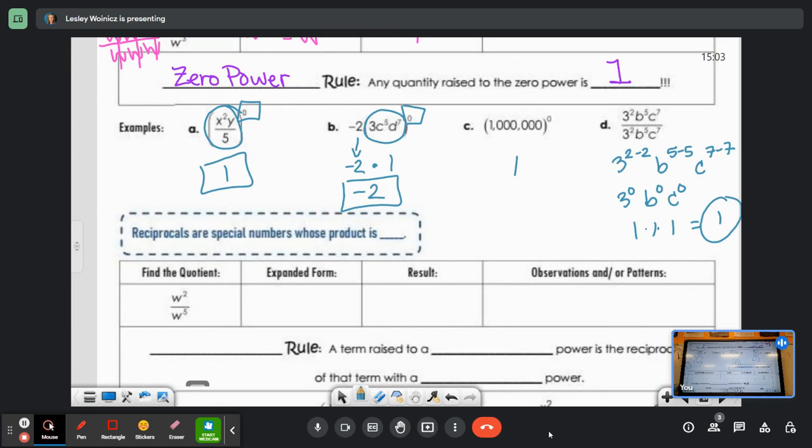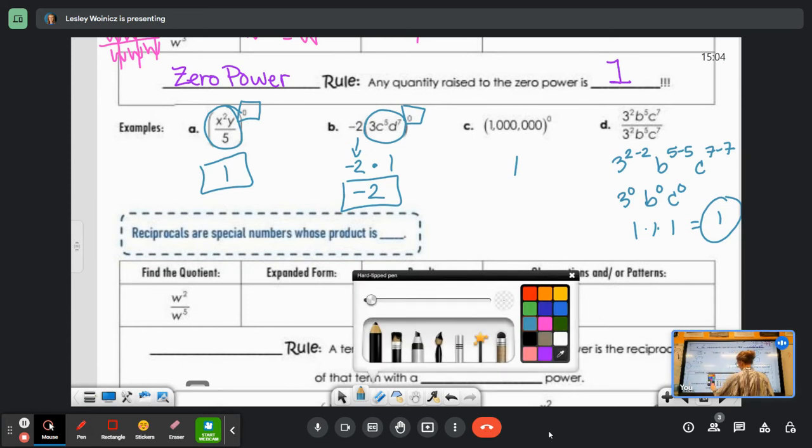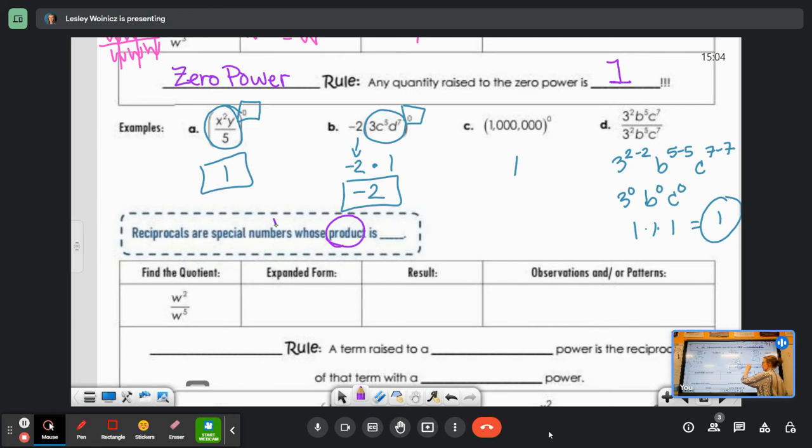All right, now we're going to do a little pivot. We're going to talk about reciprocals. Does anybody remember what reciprocals are? They have to do with fractions. Yes? They're reciprocals. Okay. So you know that you have reciprocals if when you multiply them together and get a product, you get 1.